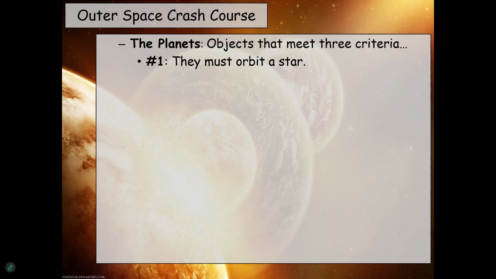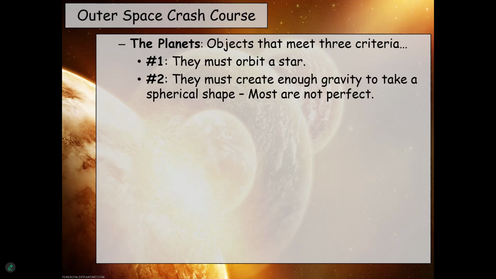So you have to orbit a star. Our star, of course, we call the sun. So does Pluto do that? Yes, it does. Pluto does, in fact, orbit the sun, which is a star. And so it did meet criteria number one.